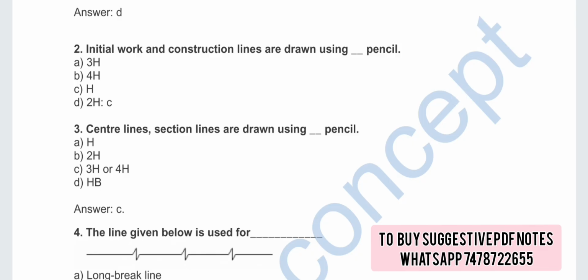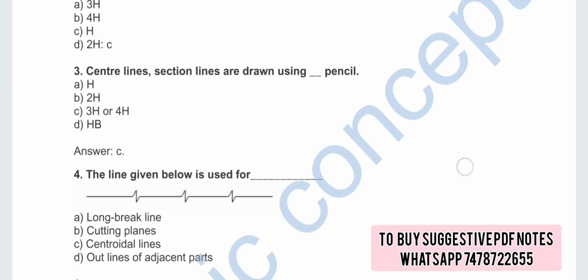Question number 2. Initial work and construction lines are drawn using dash pencil 3H, 4H, H, 2H. The answer is C, that is H. Question number 3. Center lines, section lines are drawn using dash pencil H, 2H, 3H or 4H, HB. The answer is C, 3H or 4H.